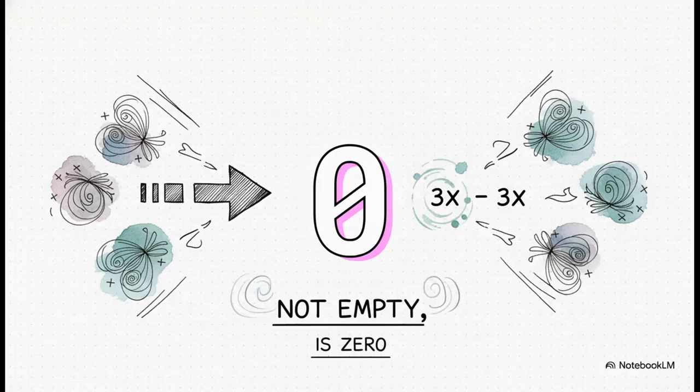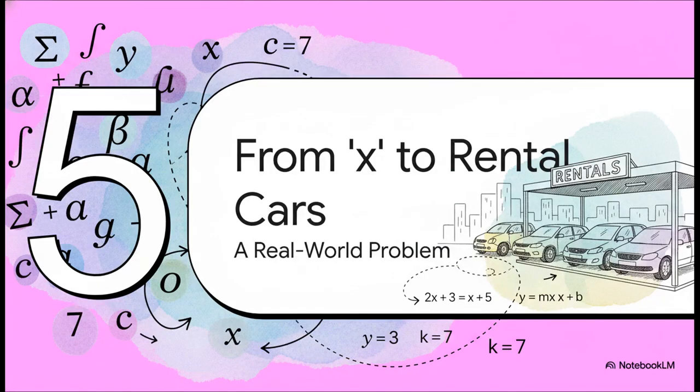This first point is so important, it gets its own slide. If you subtract 3x from 3x, you don't get nothing. You get 0. That side of the equation is now equal to 0. It's a real number, not an empty space. Do not forget it.